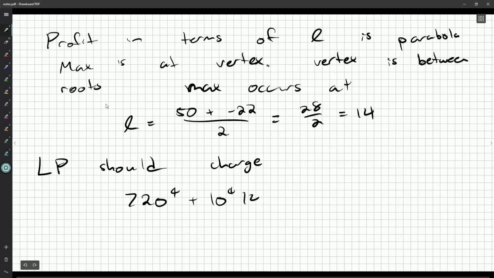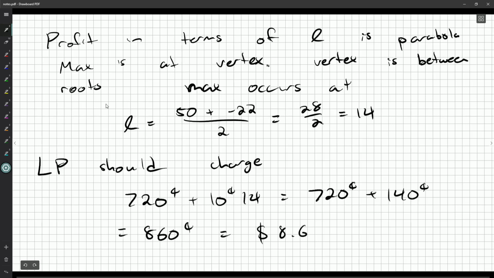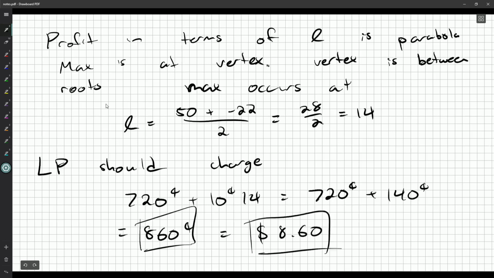So 10 cents times 140. So 720 cents plus 140 cents. And that's going to be 860 cents. Or if you wanted to, it's $860. So, either one I think is fine. No one's going to be splitting hairs as to whether or not you put your answer in terms of cents. And I think it's easier to work in cents because there's less decimals. Okay? So $8.60.